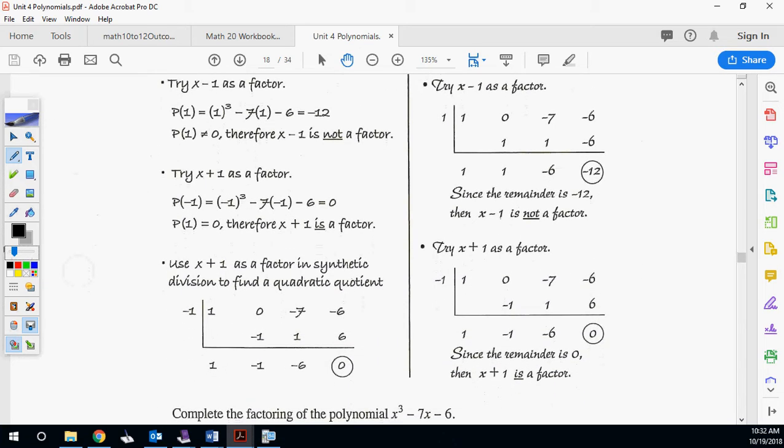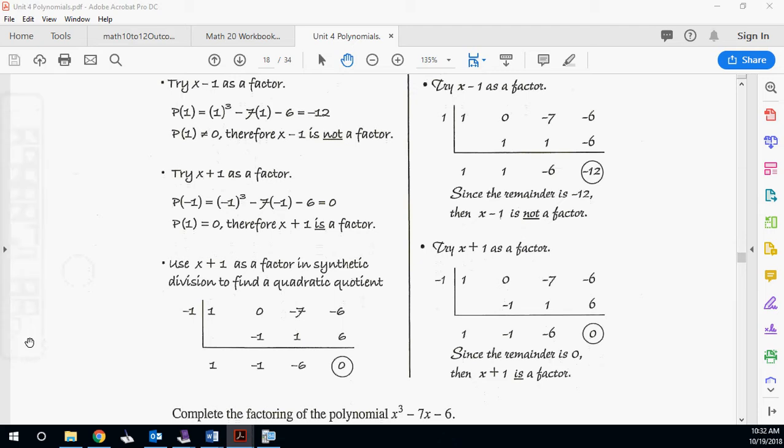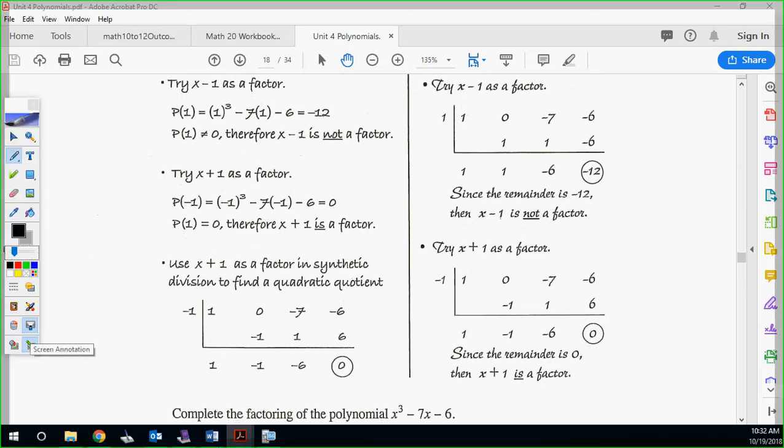But okay, so here's the left side work. She tried x minus 1 as a factor, so she used the remainder theorem. She plugged 1 into the function, and she got negative 12. That means that is not a factor, so x minus 1 is not considered. Okay, she tried x plus 1, so she plugged in negative 1, and then she got 0. So that means this is a factor.